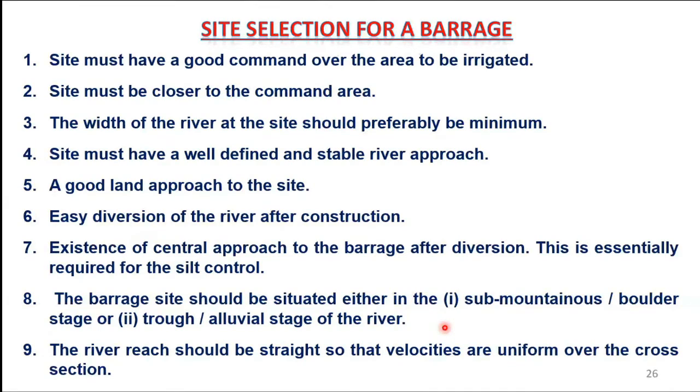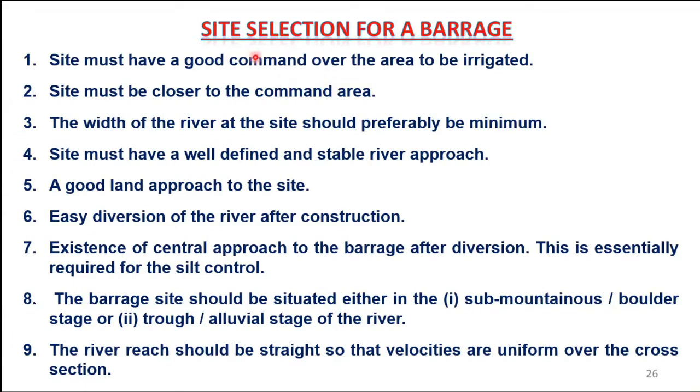For example, if we are exploring a better site where a barrage should be constructed, what are the main points we must consider for it? Number one, the site must have a good command over the area to be irrigated. What do you mean by good command? The difference of level. After constructing the barrage, we get a certain pond level, and the area to be irrigated should be lower, as we can supply the water by gravity flow.